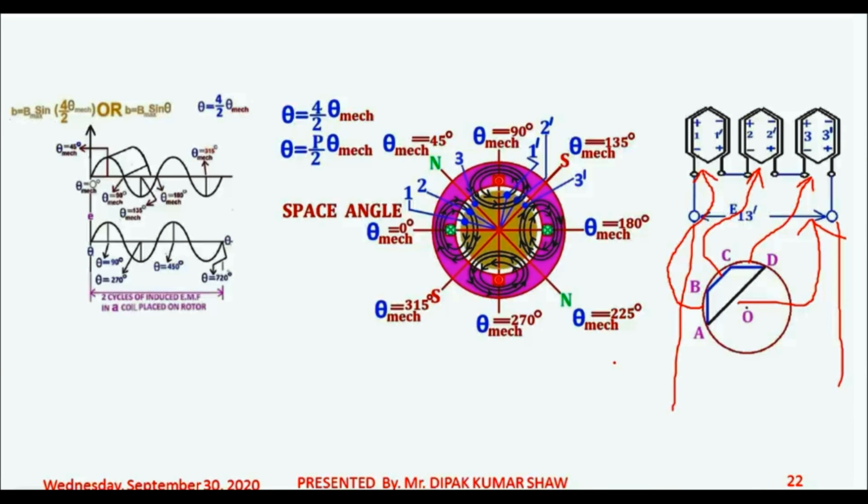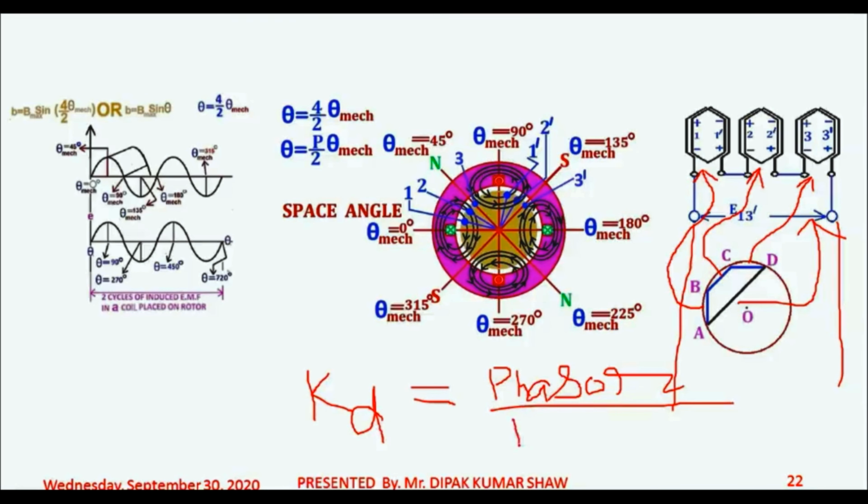So now what has to be done? You must recall that we have derived a term which was defined as distribution factor, KD. So what is distribution factor? Distribution factor KD is the ratio of phasor sum to arithmetic sum. So it is the phasor sum divided by the arithmetic sum, isn't it?